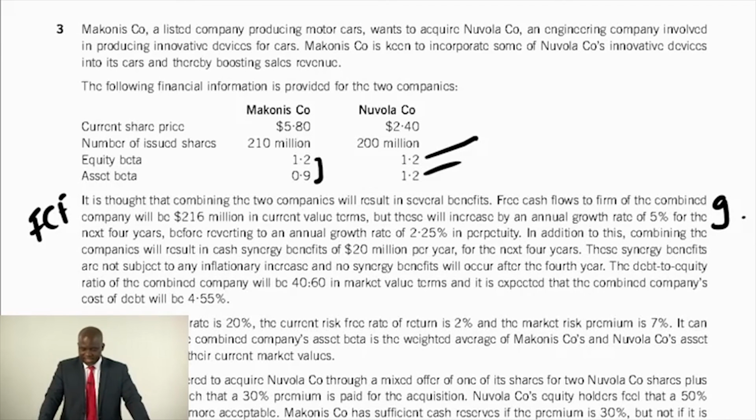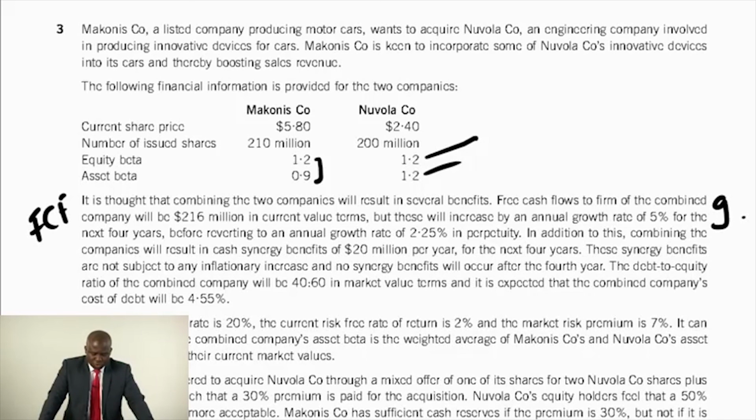the next 4 years. These synergy benefits are not subject to any inflationary increase, and no synergy benefit will occur after the 4th year. The debt to equity ratio of the combined company will be 40:60 in market value terms, and it is expected that the combined company's cost of debt will be 4.55%. The corporation tax rate is 20%. The current risk-free rate of return is 2%, and the market risk premium is 7%.